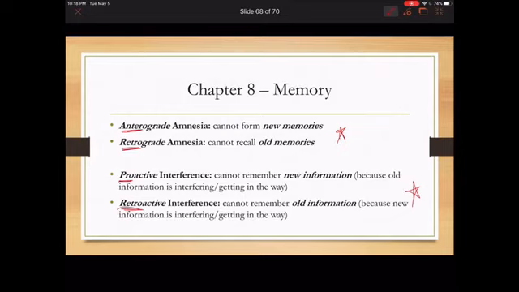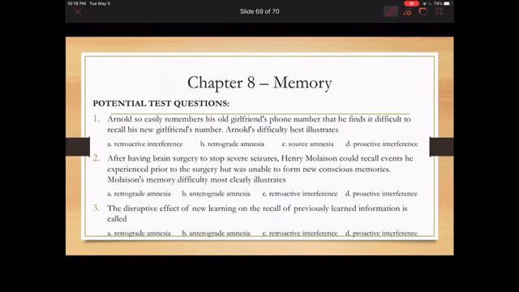So anterograde amnesia, we cannot form new memories. The first word tells you what you cannot remember, what you fail to remember. Retrograde amnesia, we can't recall the old stuff. We're failing to remember the old memories. Proactive interference, we can't remember new information. Retroactive, we can't remember old information.